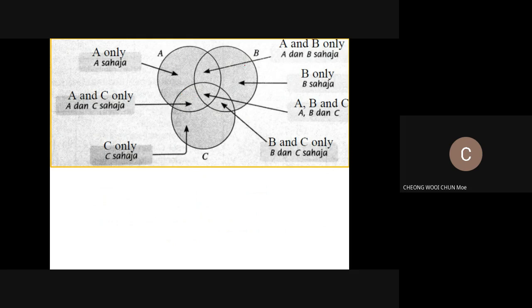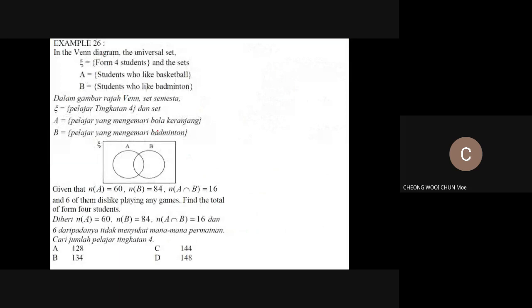This is A and B only, here. B and C only is here. A, B and C is here. This one uses words, so a bit difficult. More hot question.